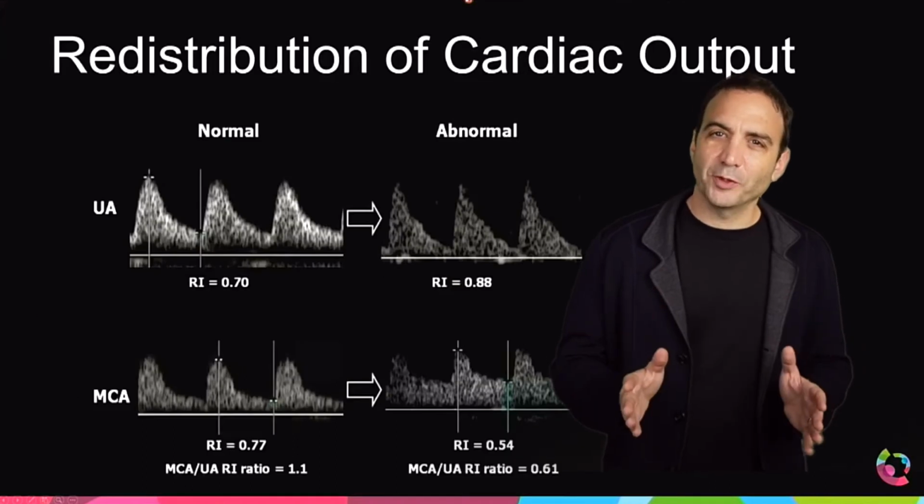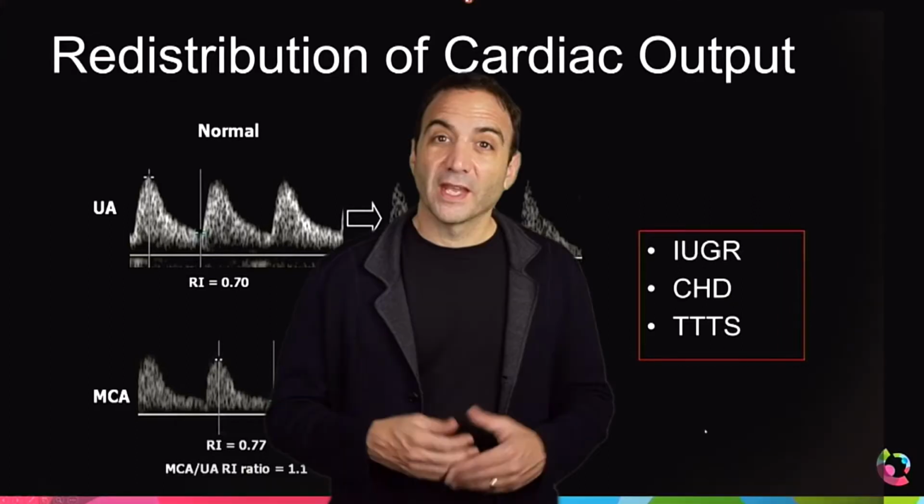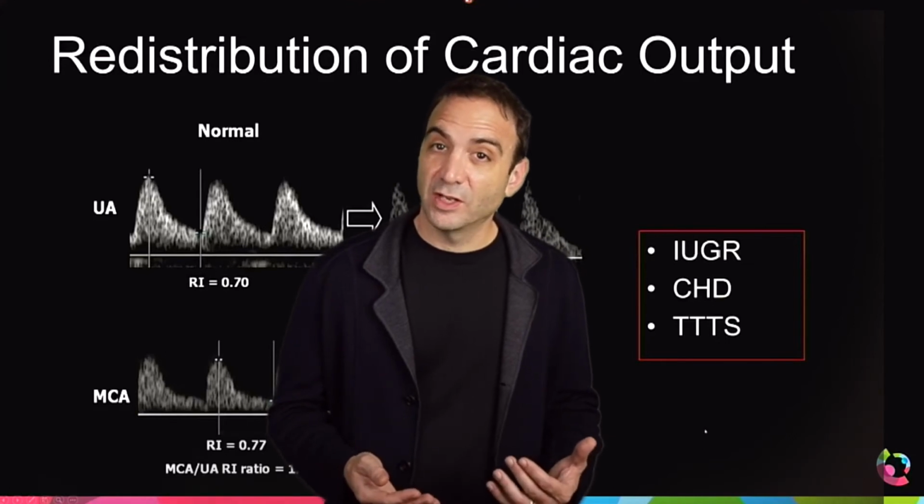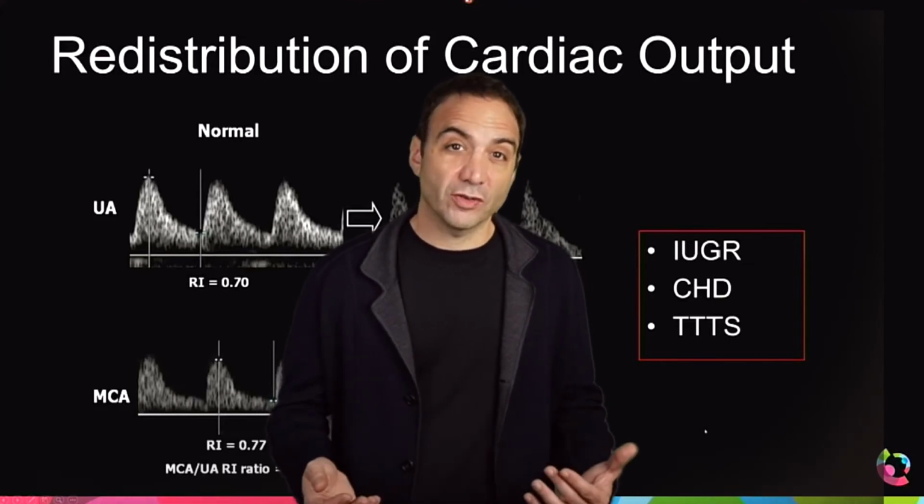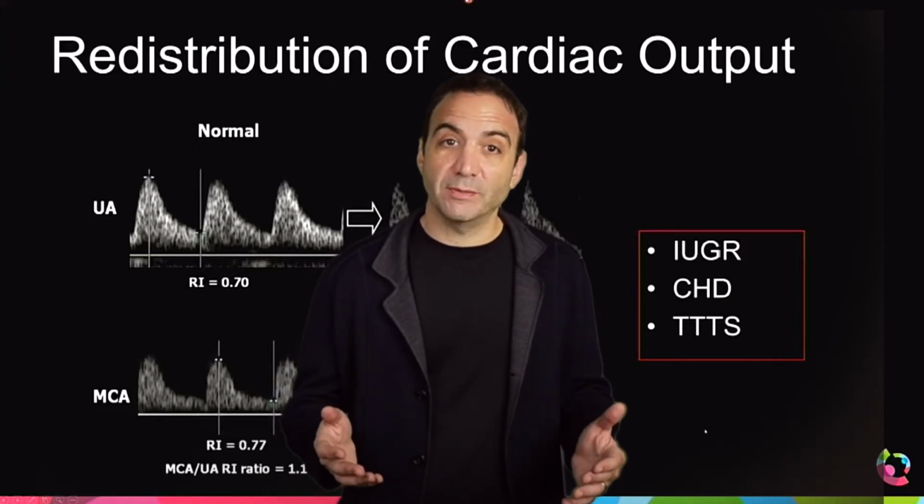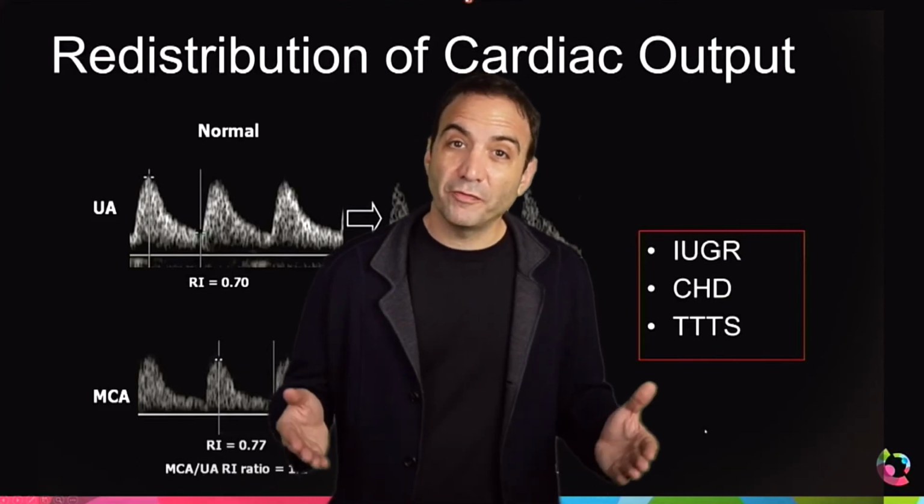So there's something else we look at on Doppler imaging, right? We also look at the middle cerebral artery because we can tell when there's been redistribution of flow to the brain because of a dysfunction. And as we know, this dysfunction is not necessarily TTTS. We can also see it in congenital heart disease and intrauterine growth retardation. Also, multiple gestation imaging is not limited with ultrasound or Doppler. We also can use fetal MRI.